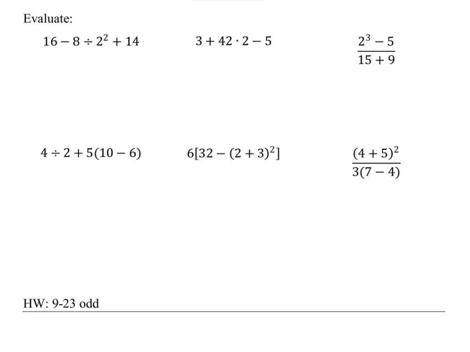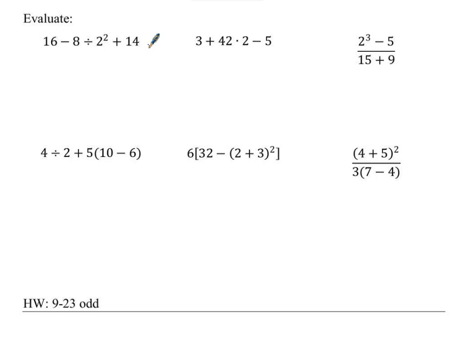It says 16 minus 8 divided by 2, what does that say? To the second power, and we do have a special word for that, squared. So we have 16 minus 8 divided by 2 squared plus 14. We're going to use order of operations to simplify this down. GEMS. So G. Grouping symbols. Do we have any grouping symbols that we have to work with? No. All right, so we move on. E. Exponents. Are there any exponents here? Yes. So we have to take care of that now.